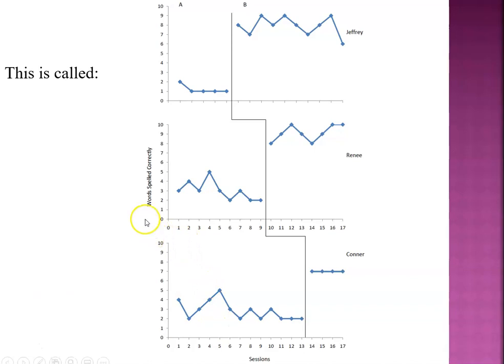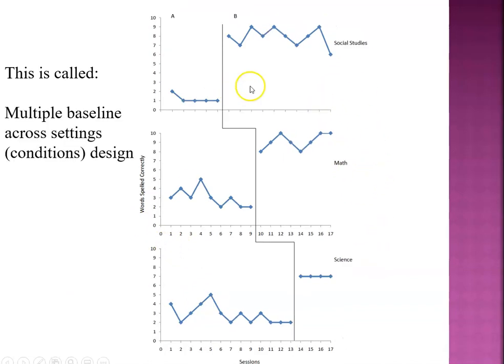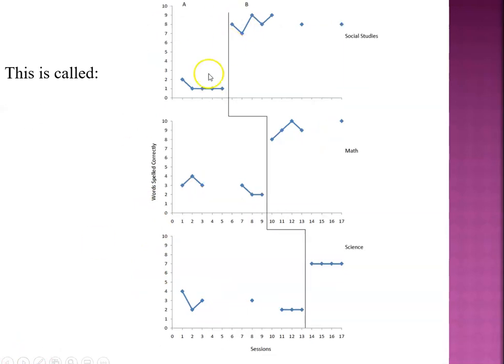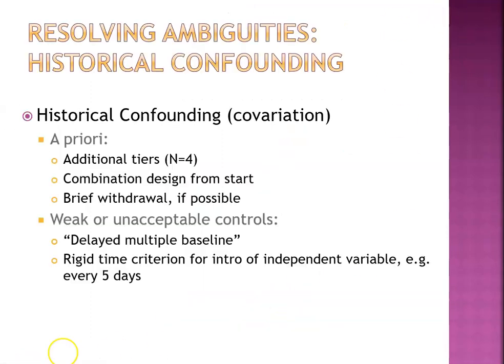This is a multiple baseline across participants. This one is across settings or conditions. As you can see, it's the same behavior, just different classrooms. And this one is the same student, same classroom, different behaviors, different skills for each tier. Notice this has intermittent baseline data collection. That's why it is a multiple probe across settings. You may have to have a brief withdrawal to show that experimental control.